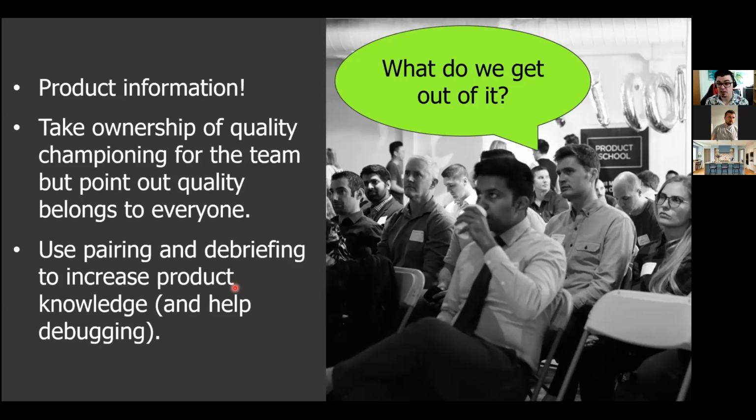And all that leads into a what do we get out of it kind of thing. And really, it just comes down to explaining to your team about giving product information to them. That as a whole team, we're going to take ownership of quality, but from exploratory testing and using those techniques, we can champion quality by finding out information about the product and giving that to the team and helping the rest of the team to find out what's good about the product and even improve it. And we can use exploratory testing in pairing, or we can debrief from our exploratory testing to increase product knowledge over every member of the team.